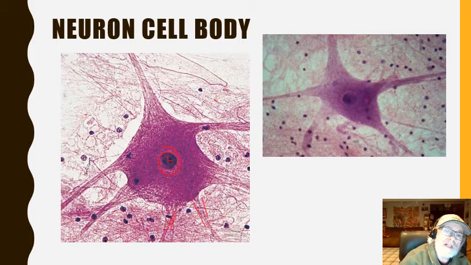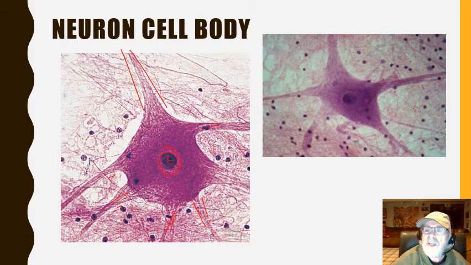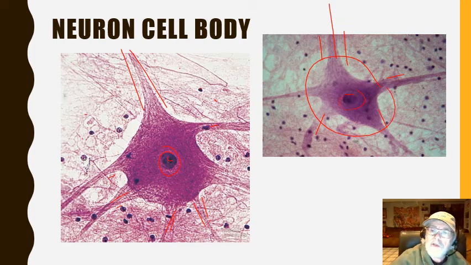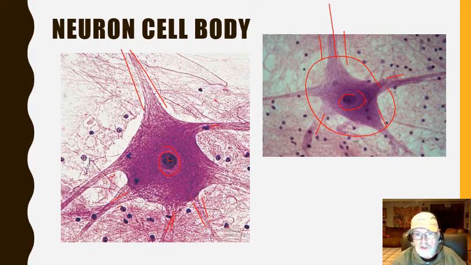Here are the dendrites coming off the sides. This is probably the axon, I would think, going on wherever it's going to go. The dendrites coming off the side, cell body, nucleus. Okay, so I think you get the picture as to what this cell body would look like, and what that axon would look like.